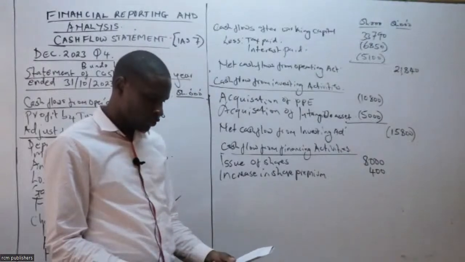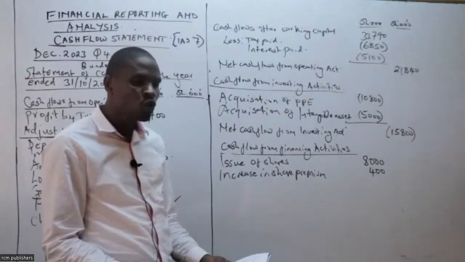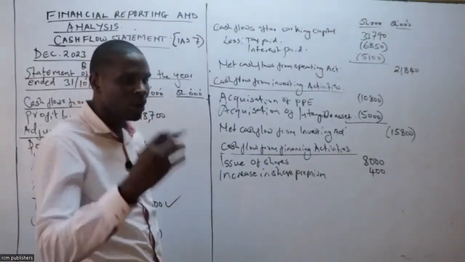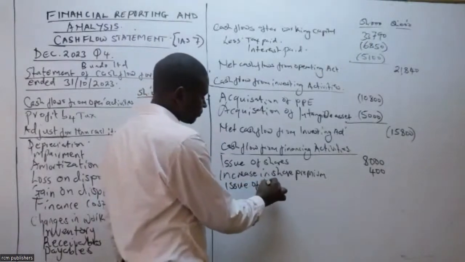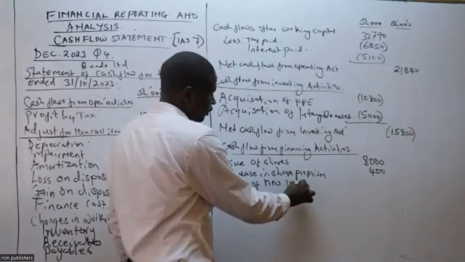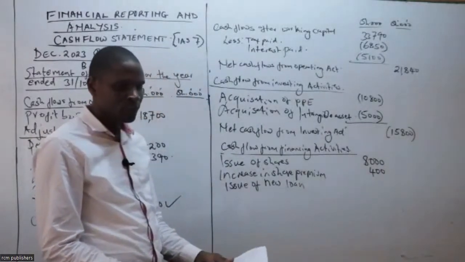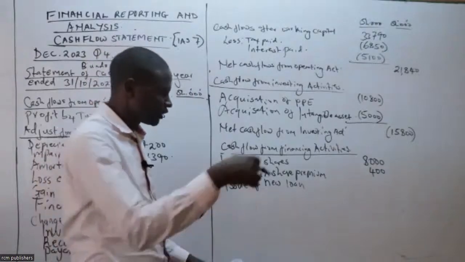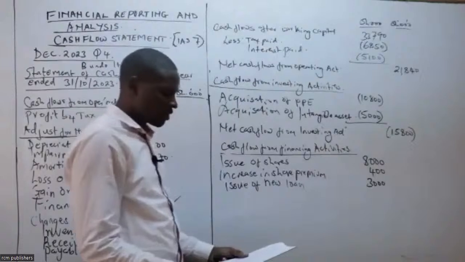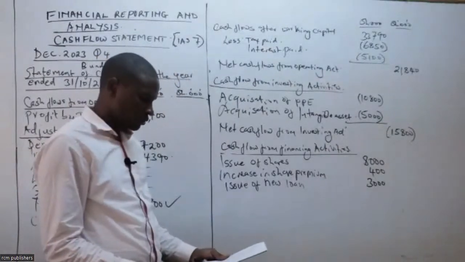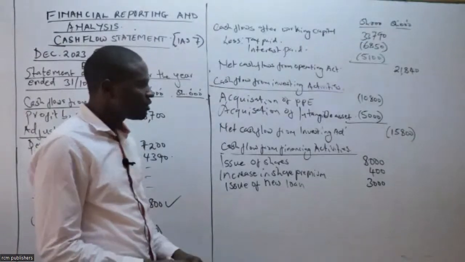Can you look at the additional information, where we were told there was an issue of neuron worth how much? Issue of neuron was worth how much? 3,000. Yes, and in the additional information, the issue of neuron was worth 3,000. We are almost there. Now, we are remaining with two items here.